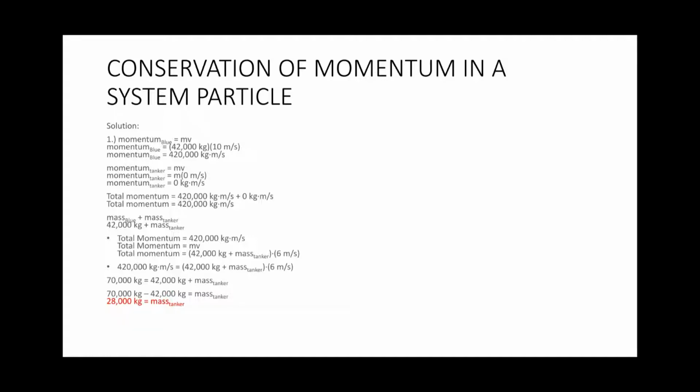Divide both sides by 6 to isolate the mass of the tanker. 70,000 kilograms equals 42,000 kilograms plus the mass of the tanker. Subtract 42,000 kilograms from both sides. So the mass of the tanker is 28,000 kilograms. The mass of the second car is equal to 28,000 kilograms. Remember, the momentum of a system is conserved. The momentum of the individual masses may change, but the net momentum of the system does not change.